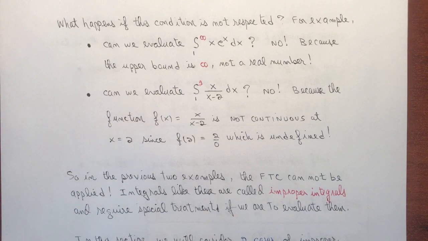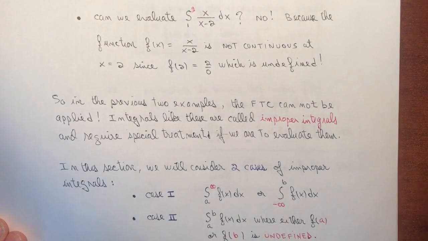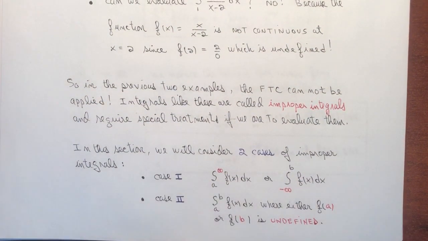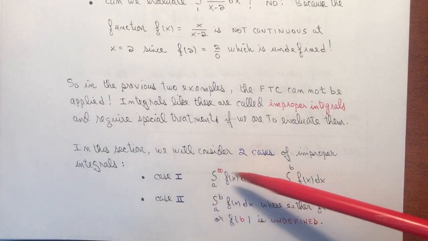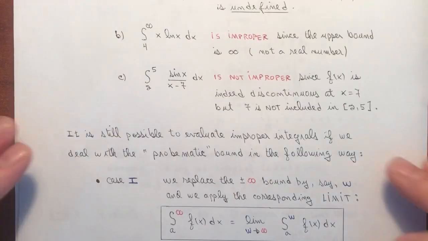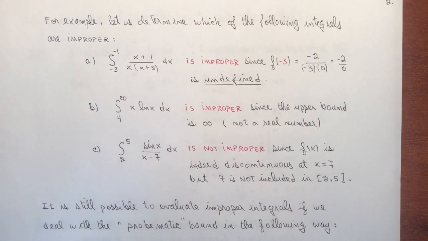These are actually called improper integrals and require a special treatment if we're going to be able to evaluate them. So in this section, we'll actually consider two cases of this. We'll consider case 1, where you have either infinity at the upper or lower bound, and case 2, where no infinity, but either f of a or f of b makes the integrand undefined.